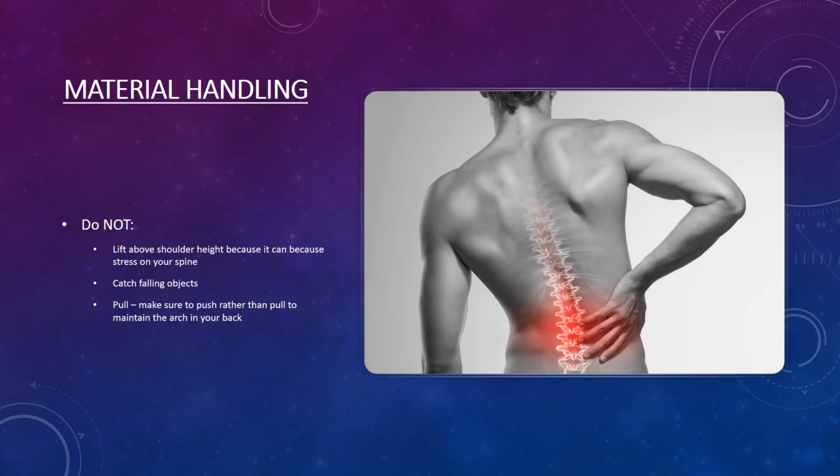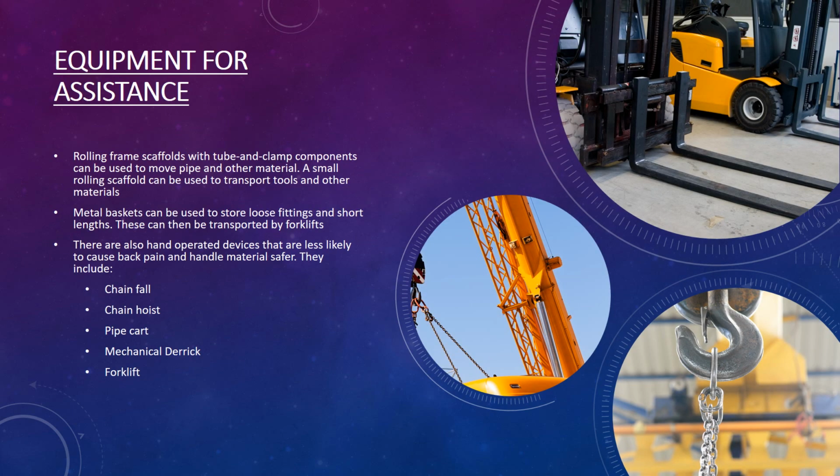Material handling. Do not lift above shoulder height because it can cause stress on your spine. Do not catch falling objects. Do not pull. Make sure to push rather than pull to maintain the arch in your back. Equipment for assistance. Rolling frame scaffolds with tube and clamp components can be used to move pipe and other material.